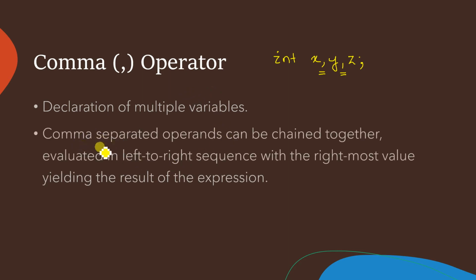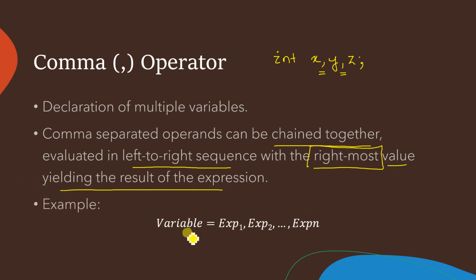Comma operator: generally comma separated operands can be chained together, and evaluated in left to right sequence. What is chained together, I will tell you in a moment. Whenever we use the comma operator in a single sequenced chain of expressions, it will be evaluated from left to right, with the rightmost value yielding the result of the expression. For example, suppose you have written variable = expression 1, expression 2, up to expression n. Here you can notice the comma operator, separating the expressions.